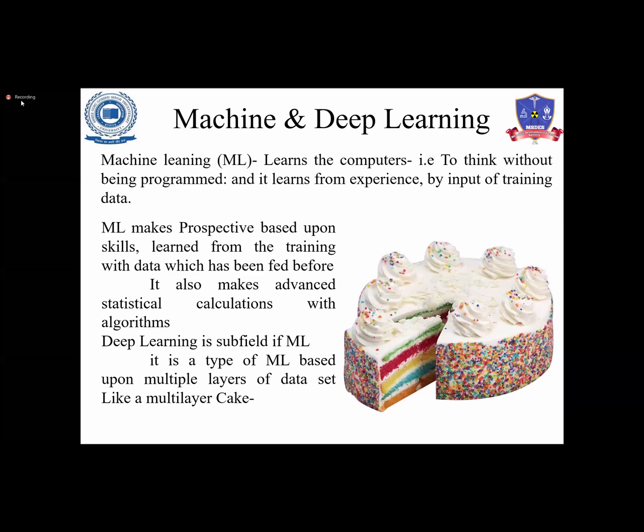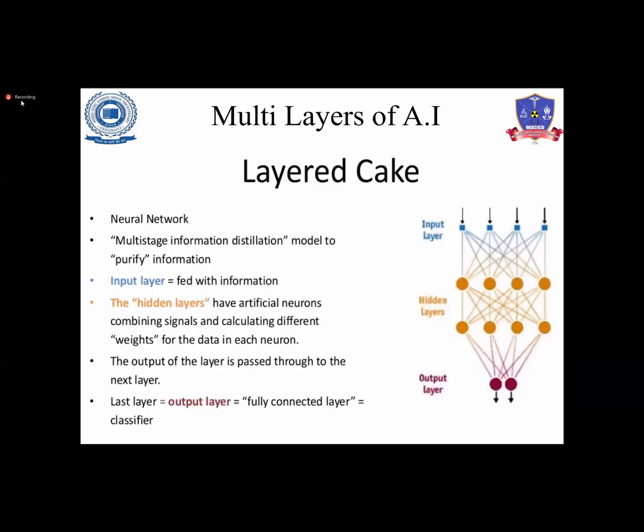And deep learning is a subfield of machine learning, a type of machine learning based on multiple layers. That is the data set. Like we have a multi-layer rainbow color cake here. So what are these multiple layers? Overall, if we look at the cake, it is the input layer, hidden layers, and output layer.